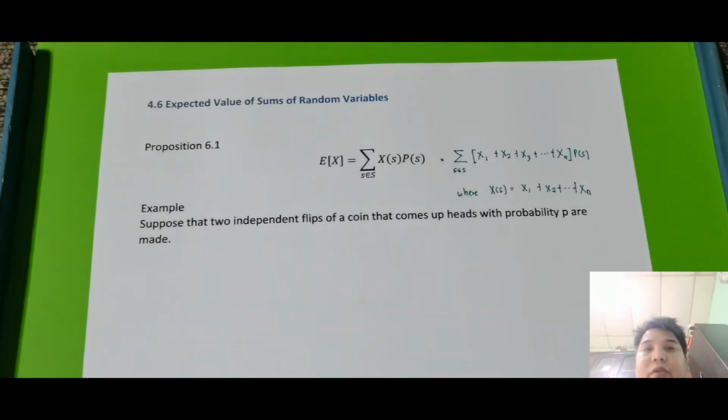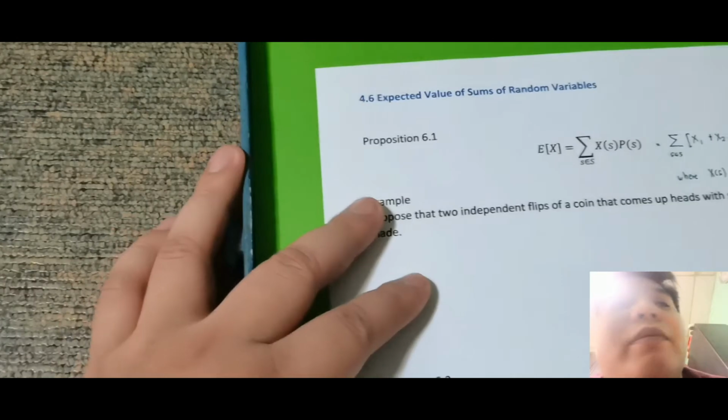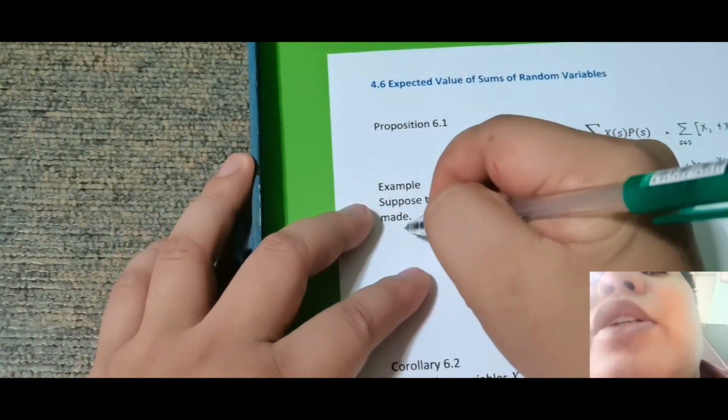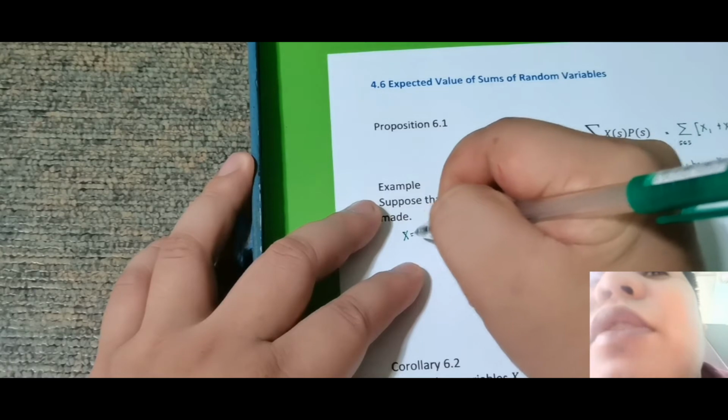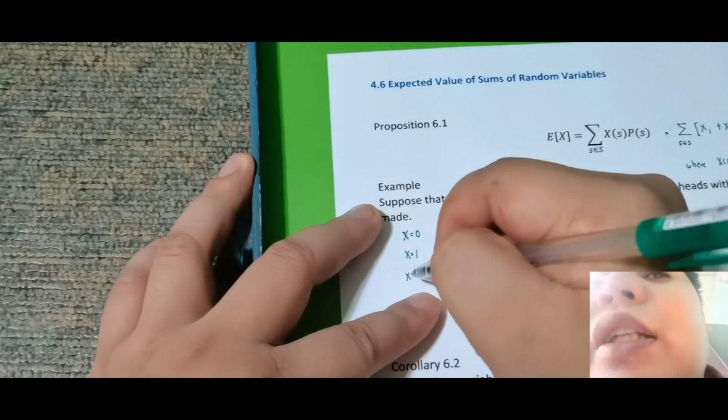So for example dito, suppose that two independent flips of a coin that comes up head with probability p are made. Okay, so again, suppose that two independent flips of a coin that comes up head with probability p are made. So again, iibahin ko siya in a sense na magkakaiba sila ng random variable. So we all know na since head yung pinag-uusapan natin, una, ang mga values ng random variable natin, let's say x, una is for x is equal to 0, pangalawa for x is equal to 1, and lastly for x is equal to 2.